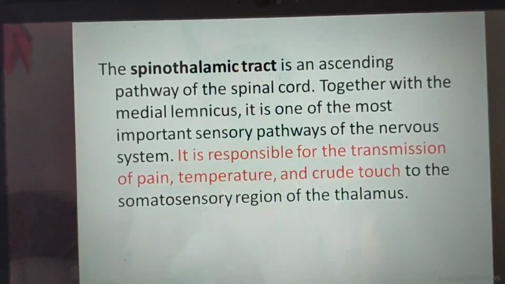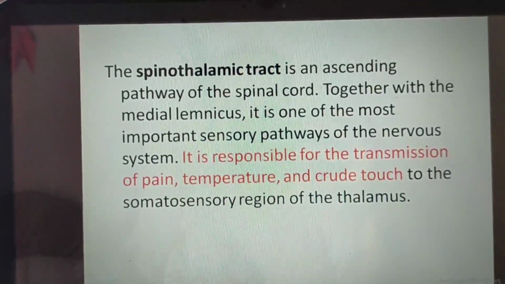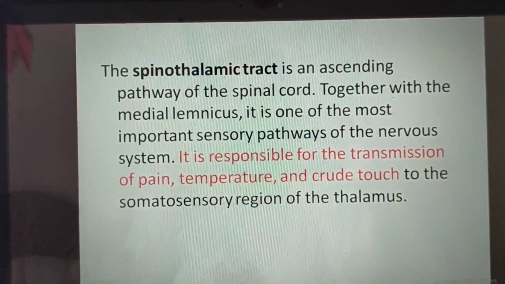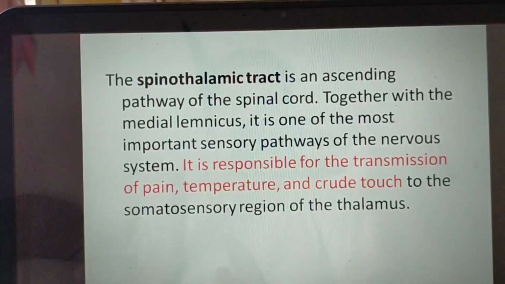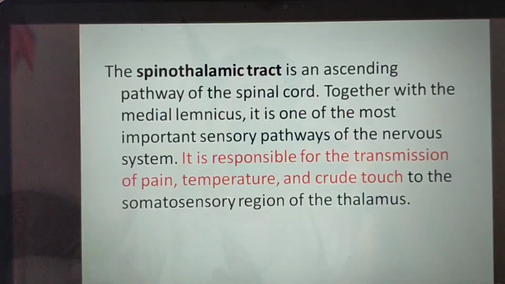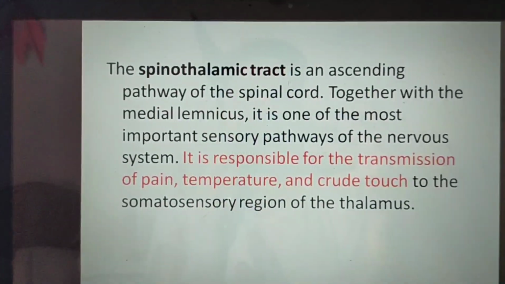Why? Because as we go ahead, we'll come to know about this. So this question is basically asked for 5 marks in exams. So it is again important. So let's start with the spinothalamic tract.